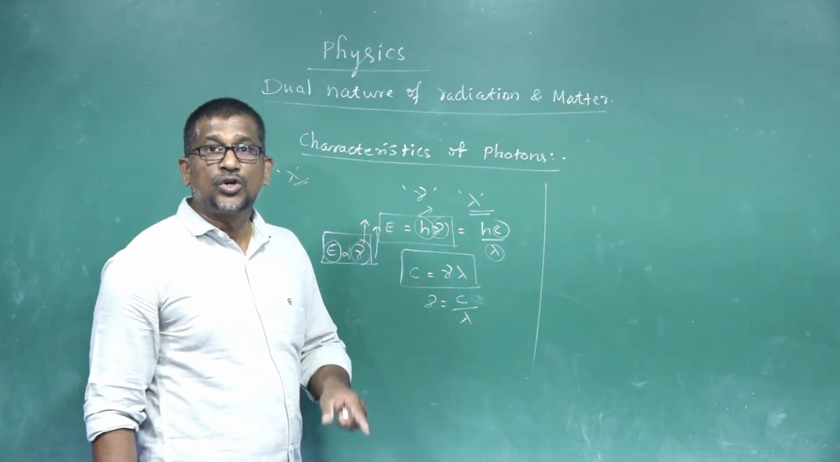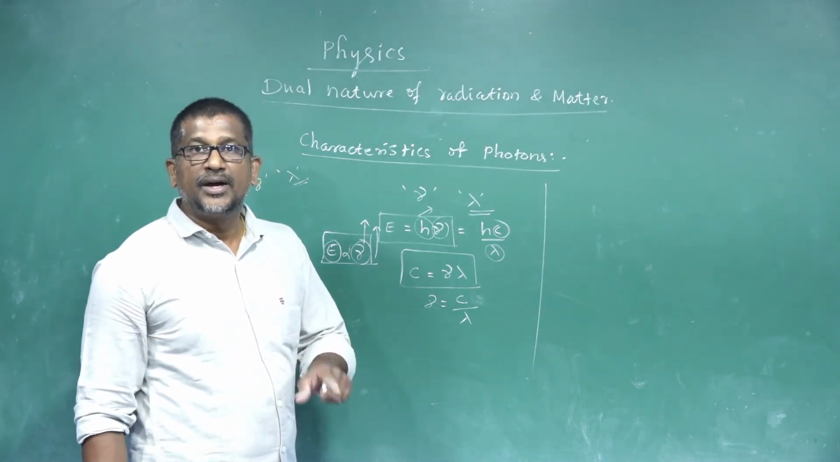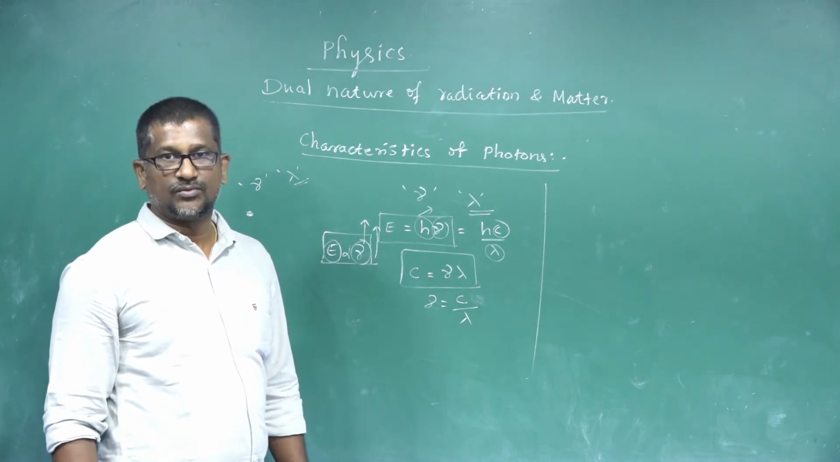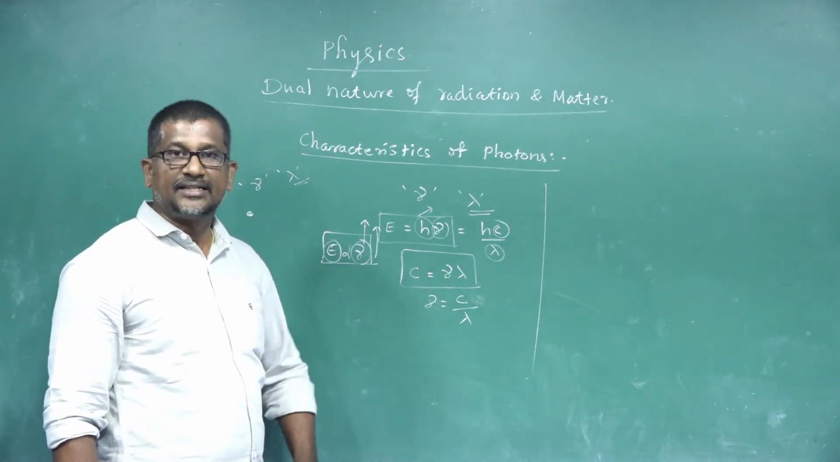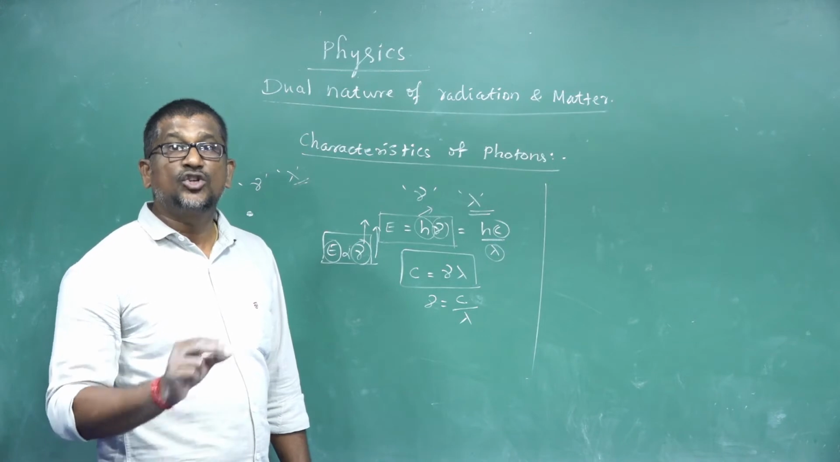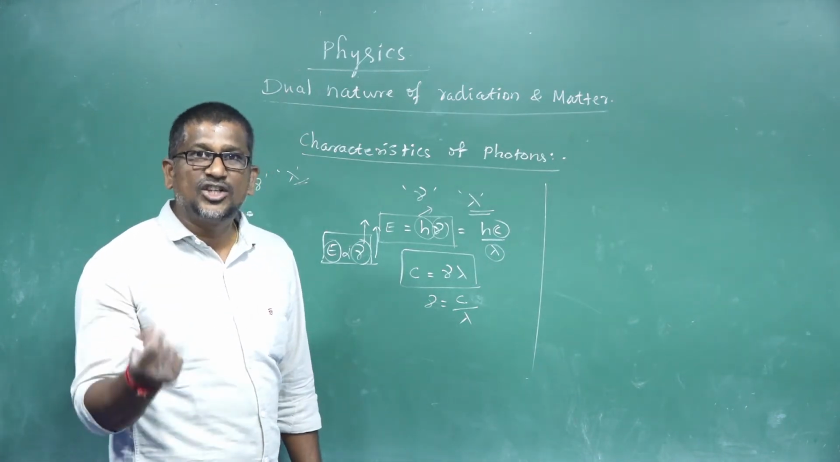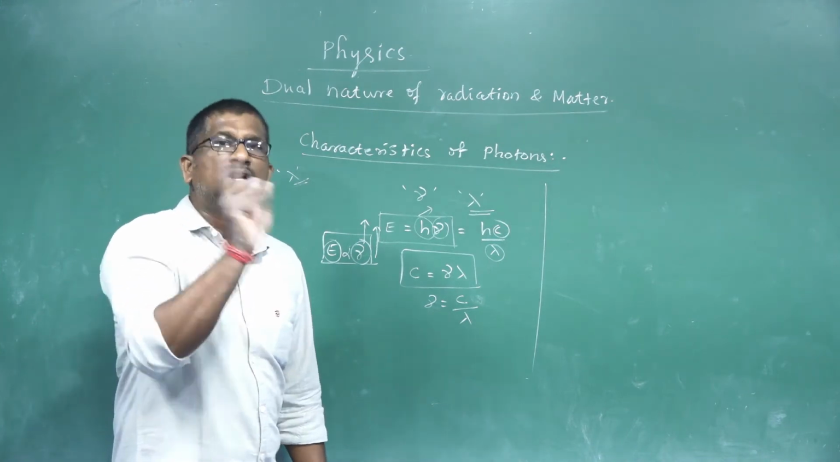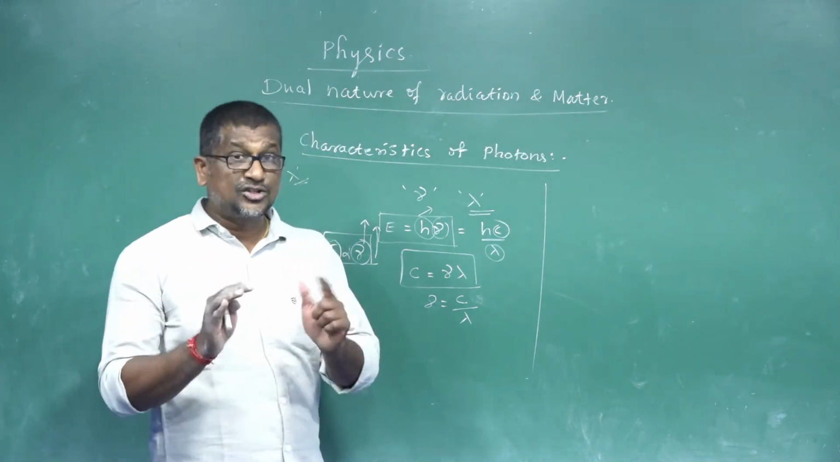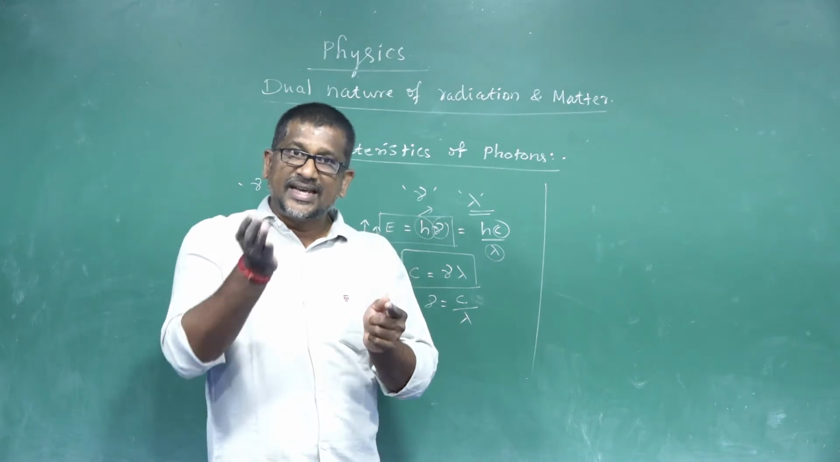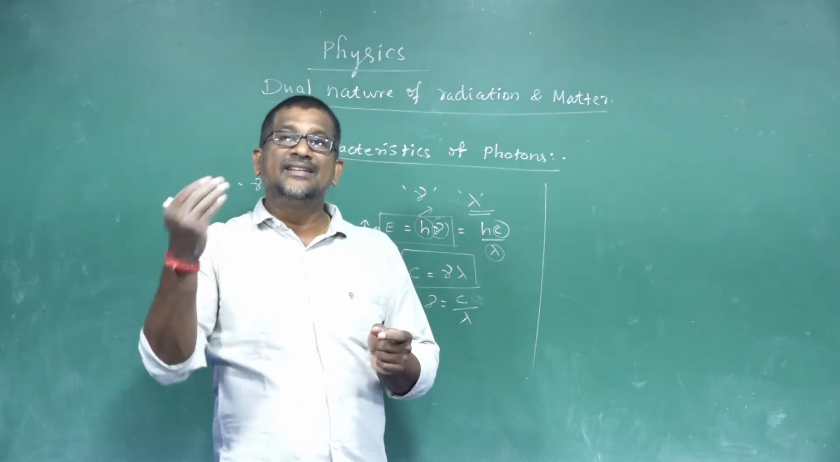But the energy of the photon cannot be determined by using the intensity of the radiation, because there is no relation between the intensity of the radiation and the energy of a single photon in that radiation. But actually there is a relation between energy of the radiation and the intensity of the radiation.